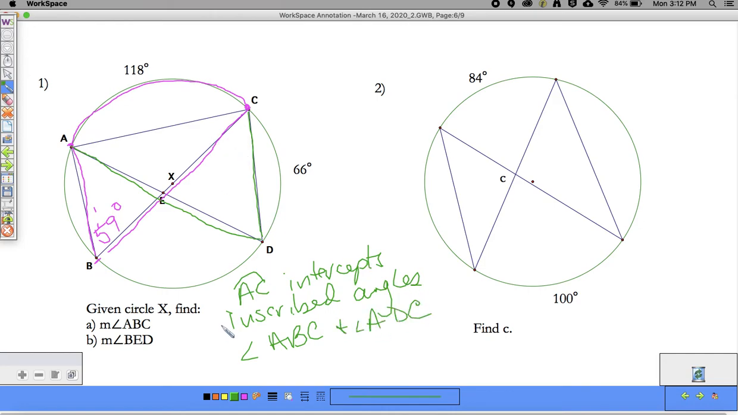Now, since that arc intercepts both angles, that means both angles must be, you guessed it, 59 degrees. So here, AC intercepts inscribed angles ABC, and therefore the two angles are equal. Okay, so that's the first thing. So we looked at arc AC and we're like, okay, that's 118, and we found the two inscribed angles.